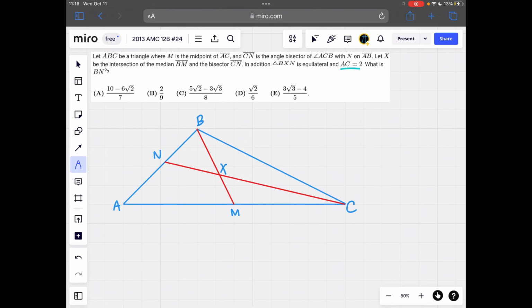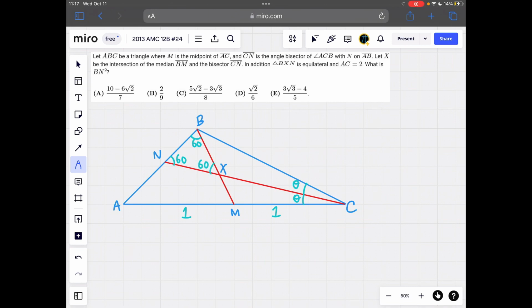We have triangle ABC here, where M is the midpoint of AC, and it's given that AC equals 2, so AM and MC are equal to 1. It's also given that CN is the angle bisector of ACB with N on AB, so each of these angles are equal. I will call them each theta. And then X is the intersection of BM and CN, creating equilateral triangle BXN. So in triangle BXN, each of its angles is equal to 60.